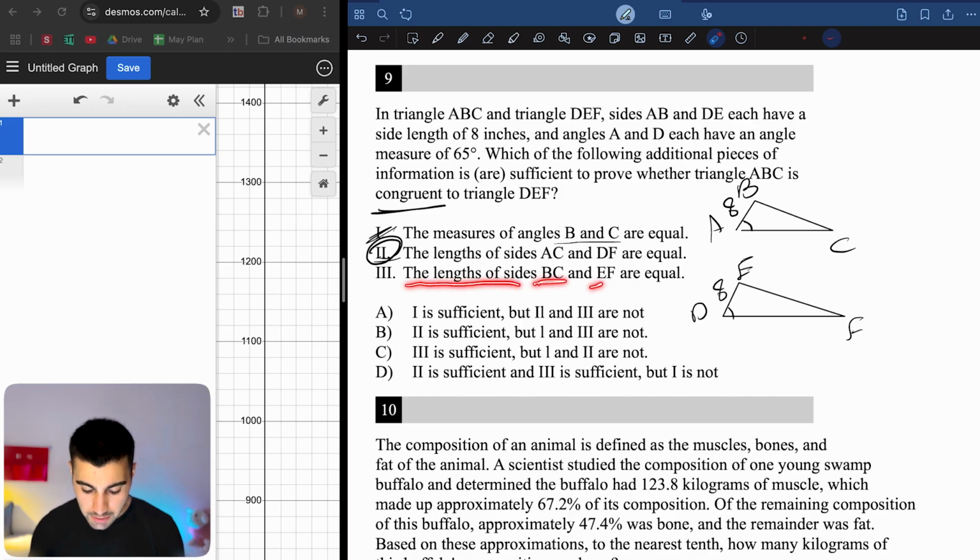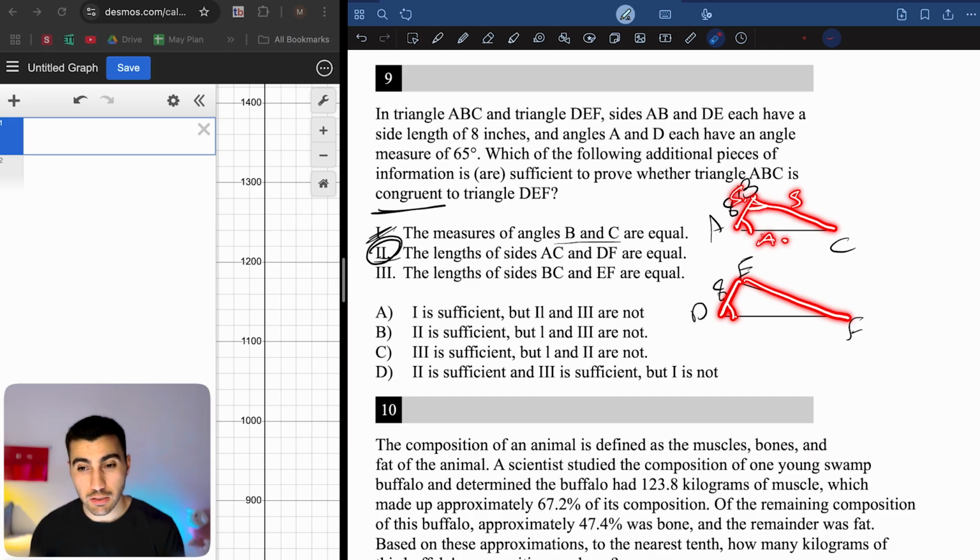The length of sides BC and EF are equal. This one is also equal, and this angle is equal. So it's side, side, angle. But as you see, the angle is not between these two sides, so this is not correct. As I said, it's testing you on the angle being between the two sides or not.